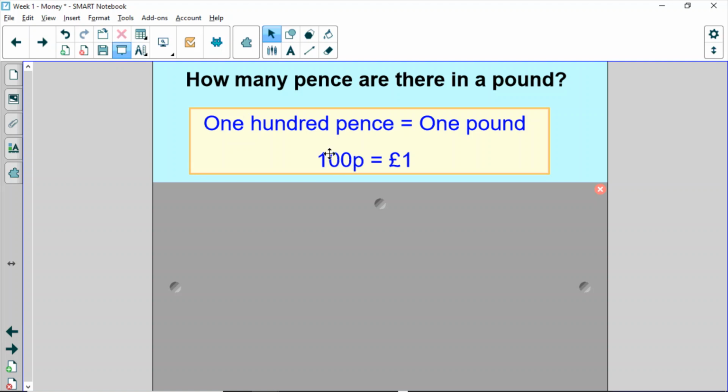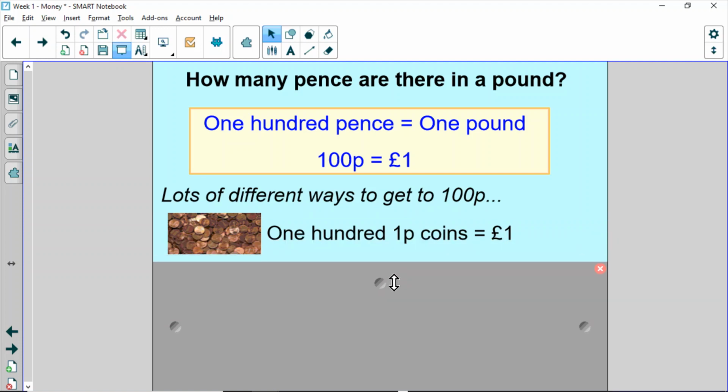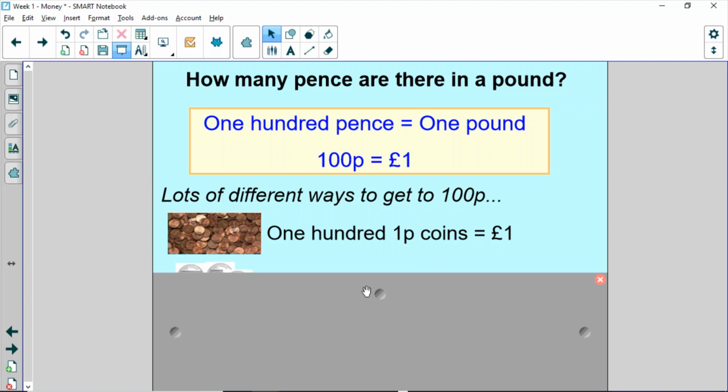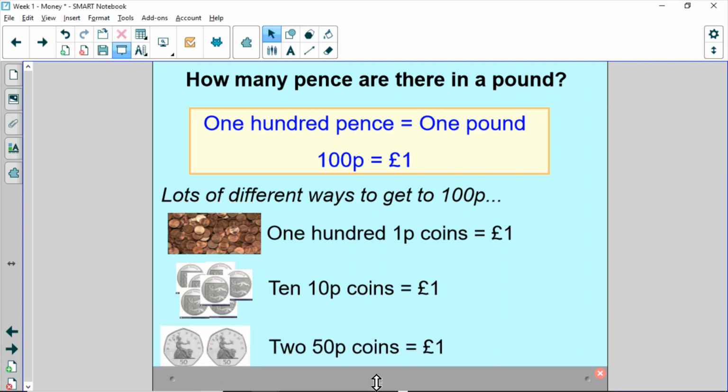So when you get up to the number 100 pence, that can also be considered exactly the same or equal to £1. And there are lots of different ways to get to 100 pence or £1. We could take all of our 1p coins and count out 100 of them, because 100 1p coins makes that £1. If we had 10p coins, we would need 10 lots of 10p coins, because 10 times 10 is 100, which is the same as a pound. Or possibly we can have two 50p coins because 50 makes 100, which is the same as a pound.